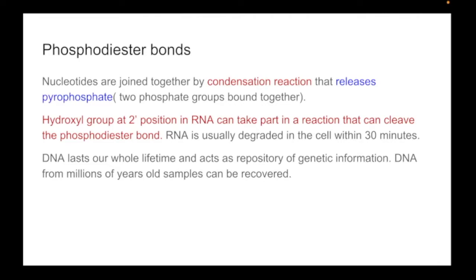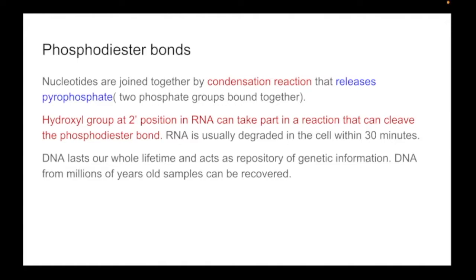So the phosphodiester bonds are the bonds which help in joining the two nucleotides together. The formation of a phosphodiester bond is a condensation reaction in which a water molecule is released and a pyrophosphate is also released. The hydroxyl group present in the ribose sugar at the 2' position in RNA can take part in a cleavage reaction which can cleave the phosphodiester bond, especially during alkaline conditions.